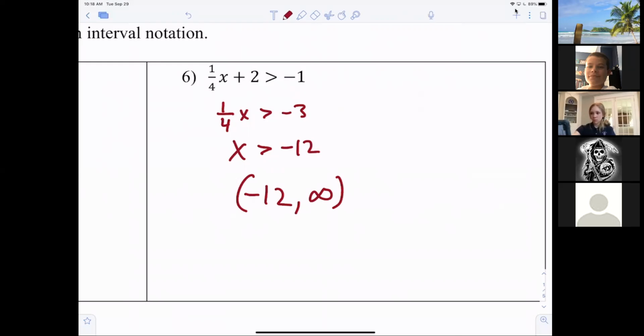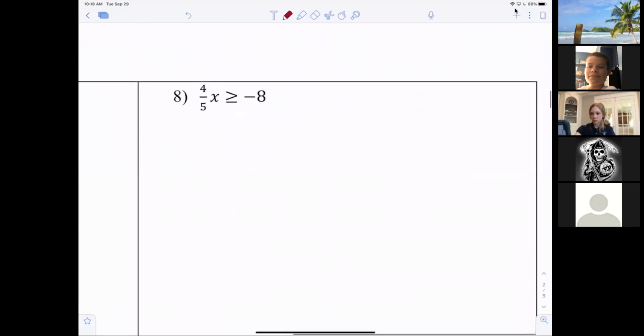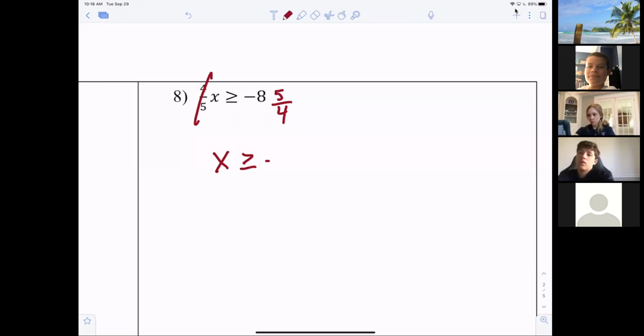All right, let's knock out number 8 now. For number 8, just multiply by the reciprocal. So I'm going to come over here and do 5/4. That crosses out. X is greater than or equal to what? Negative 10. Again, 8 divided by 4 is 2, 2 times 5 is 10. You're always allowed to use a calculator, but it's not necessary.